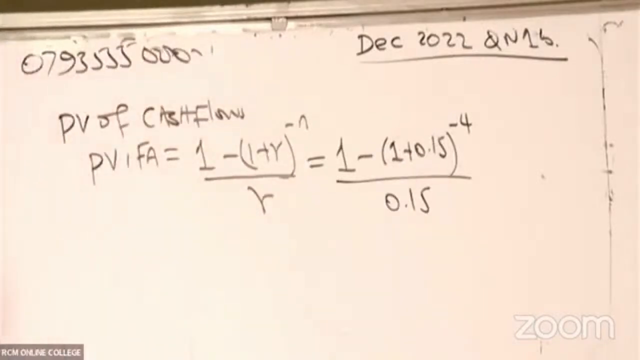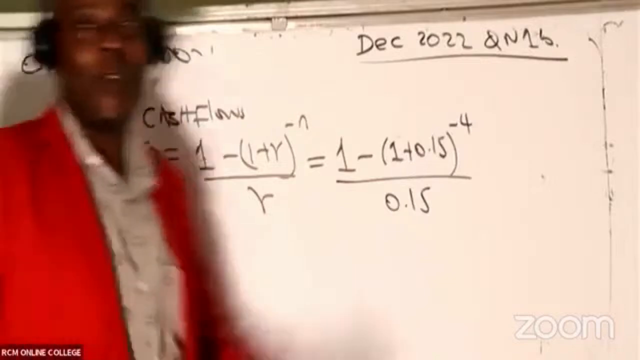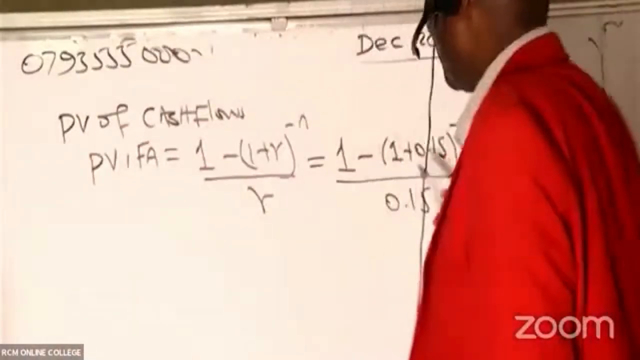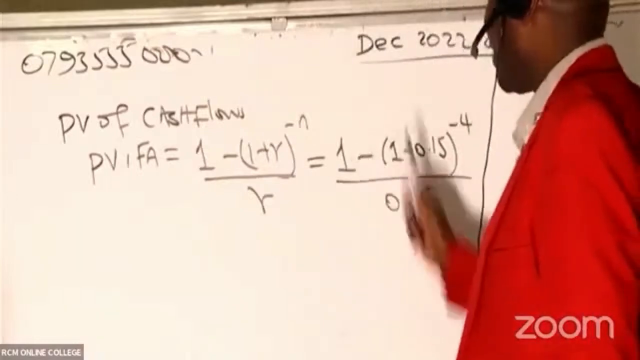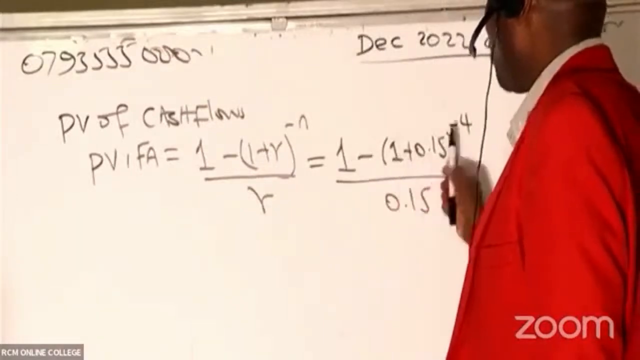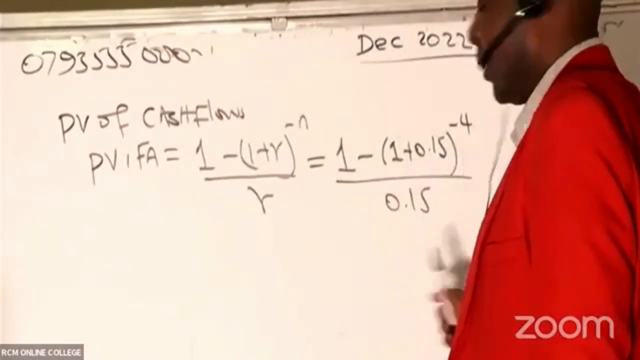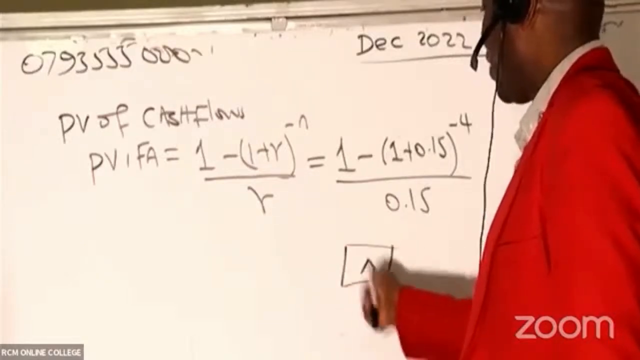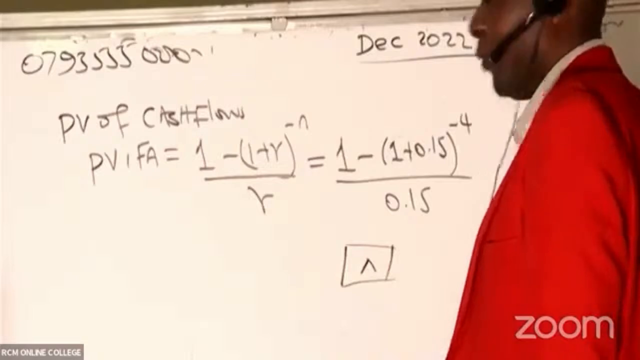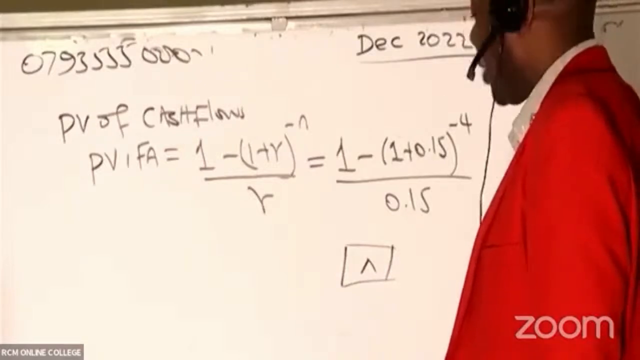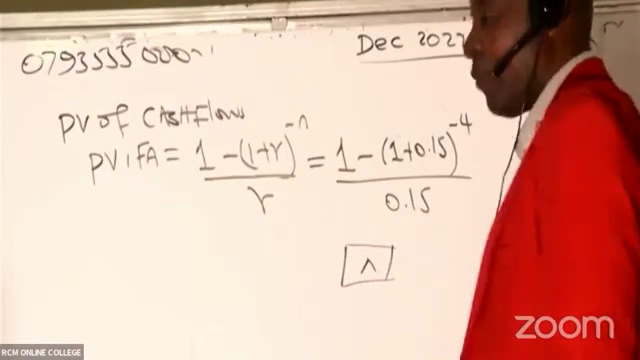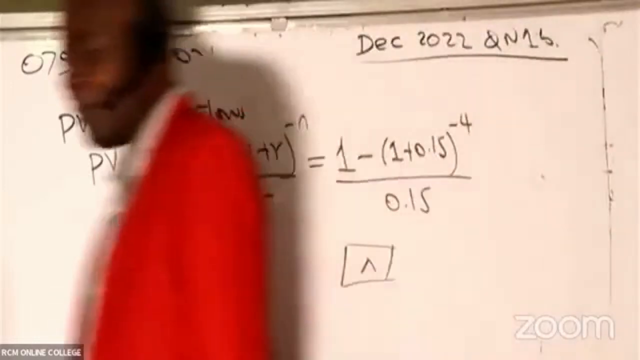So here you have to use your calculator. You must be courageous here. Give us the answer slowly. You say 1 minus 1.15. Don't forget in your calculator to raise to -4. After you raise, don't forget to say equals. Whatever you get there, you divide it by 0.15. Give me your answer in 4 decimal places as usual.